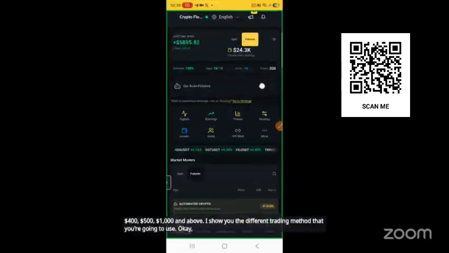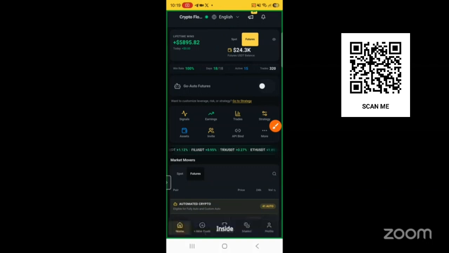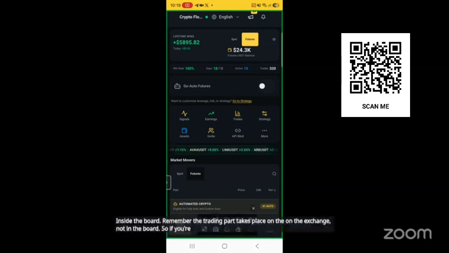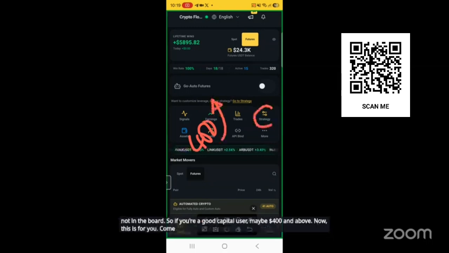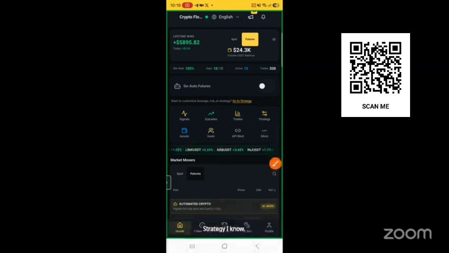Remember, everything that the bot does, and this is very important, it does on your Binance or your Bybit account, not inside the bot. Here it is just showing you results of what it has achieved on your Binance. Remember, the trading part takes place on the exchange, not in the bot. So if you're a good capital user, maybe $400 and above, now this is for you. Come and click here on strategy. I know we requested for different strategies.